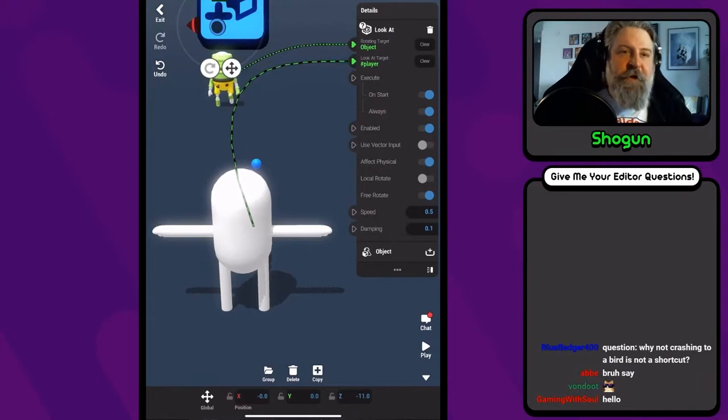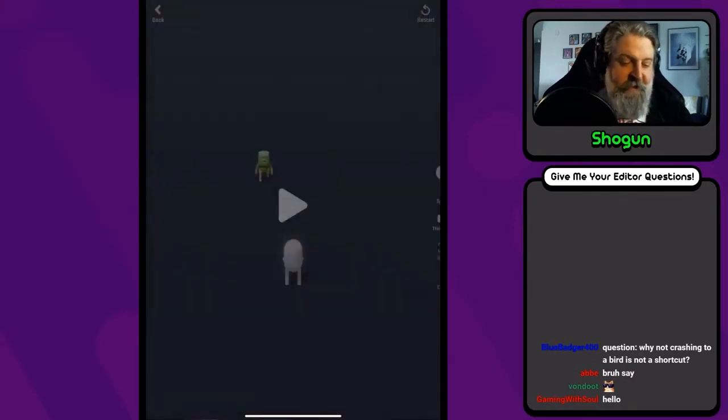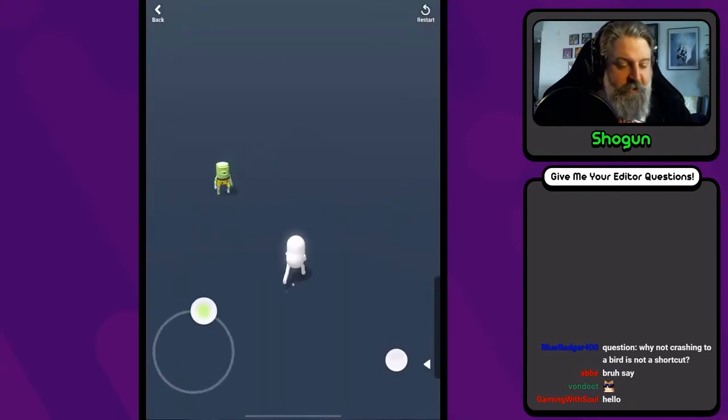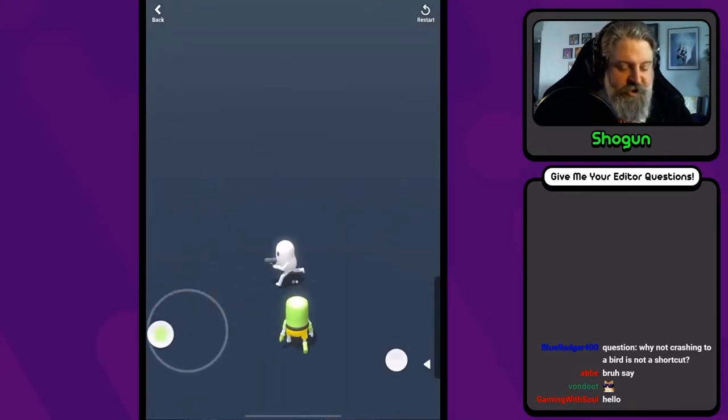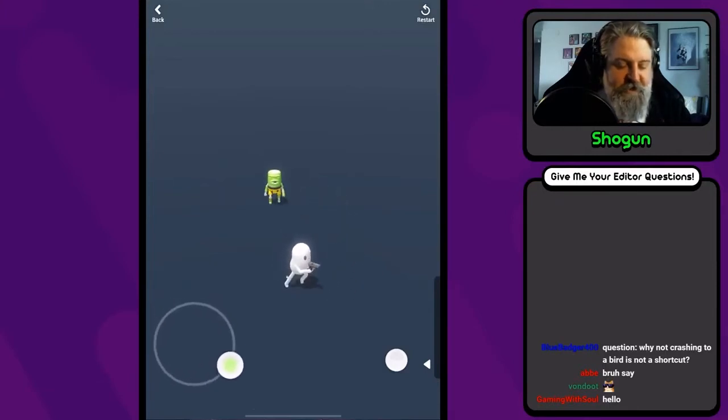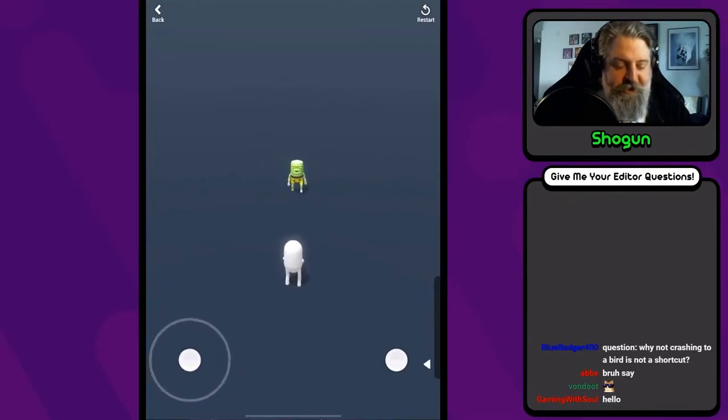There's a few other settings we want to look at in here. We do want it to affect physical, so we're going to leave that on. Local rotate doesn't really matter for this example because we're going to lock how this guy can move so that he can only rotate in one direction. But also we are going to turn off free rotate, and that's also going to help us lock rotation to just one direction. So what we're going to see now is we've got this look at set up. This zombie is going to follow us just by rotating. He's rotating so that he's always facing towards the player, but he's not moving yet. Even though he's got a walk animation there, he's not actually moving.